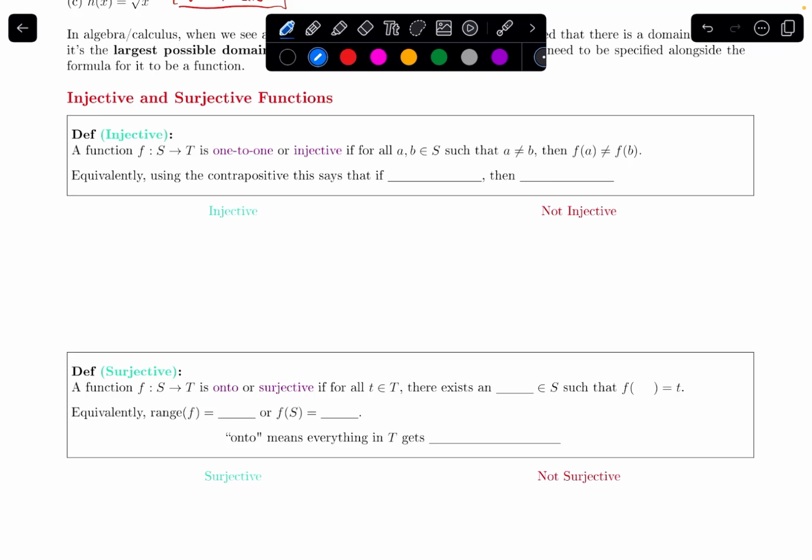In this video, we'll talk about what injective and surjective functions are. So let's get right into a definition. A function f from S to T, so that means S is the domain, T is the codomain.